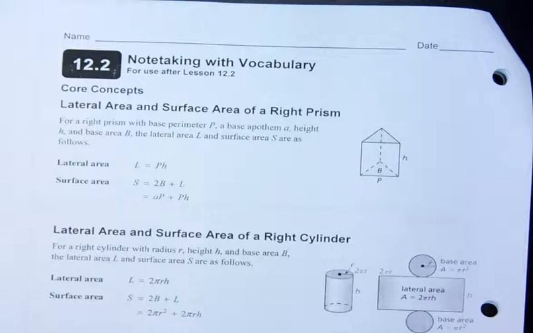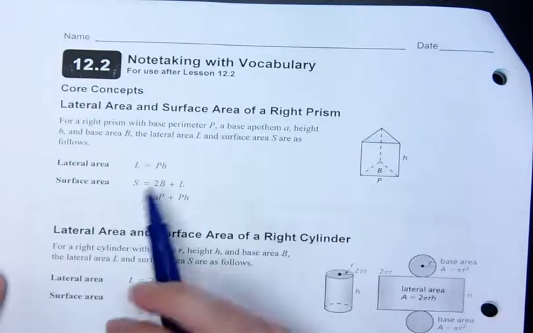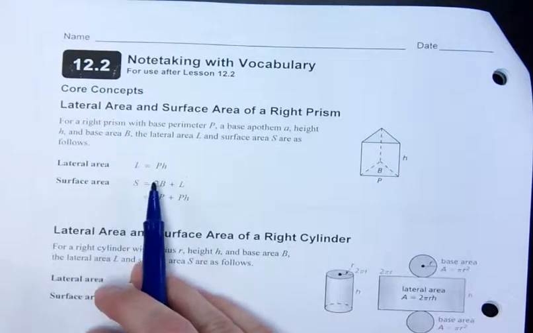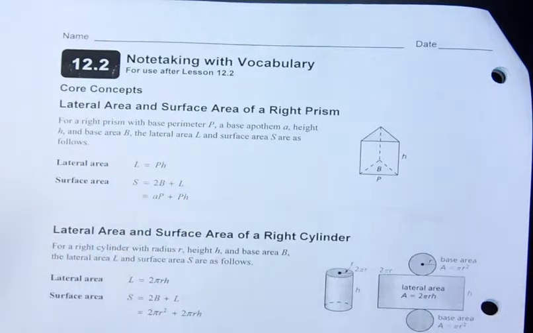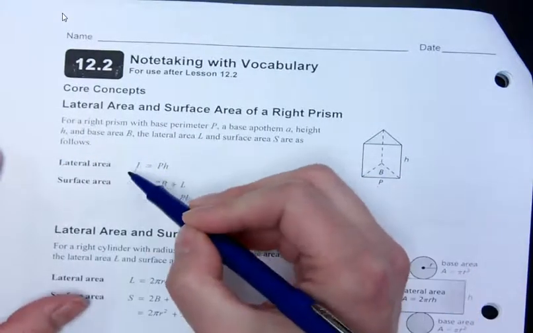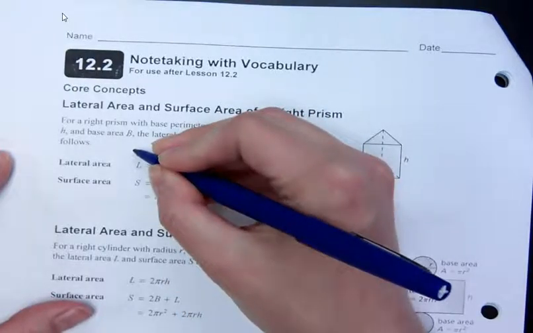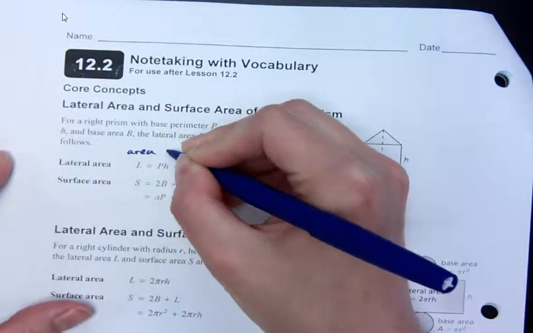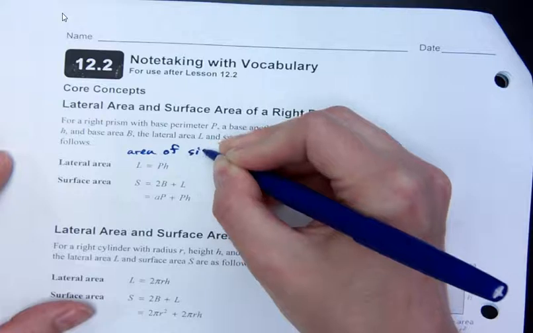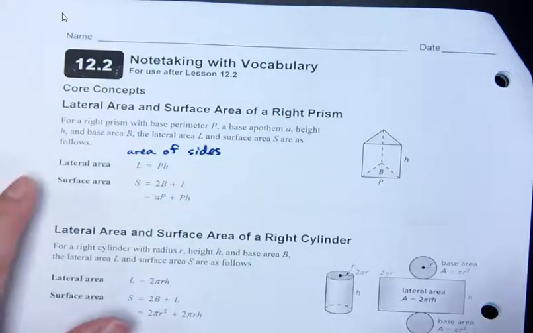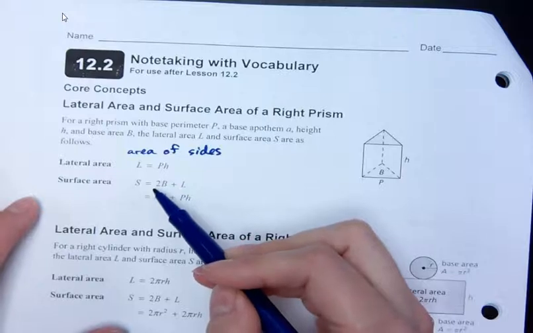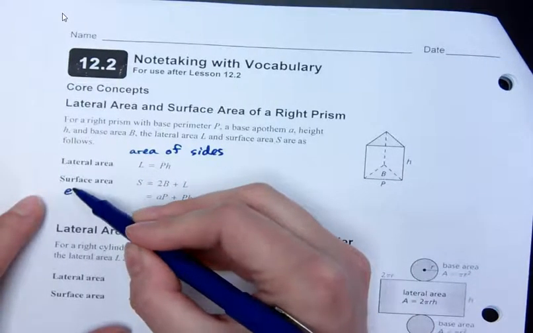Okay, so just like we found in our warm-up. A little vocab you have to know: the lateral area is just the area of the sides. Some of your problems will ask you for lateral area. Some of them will ask you for the whole surface area, which means every surface.